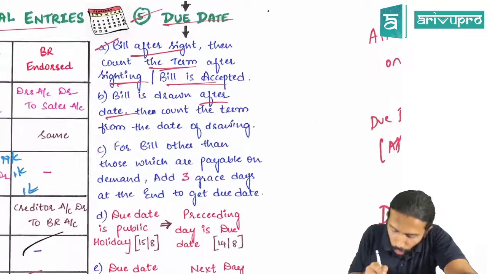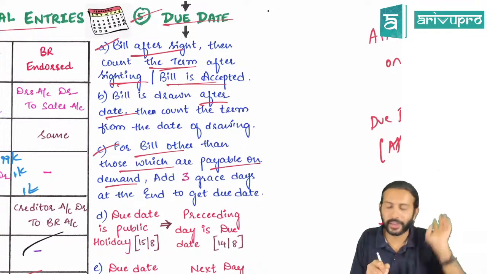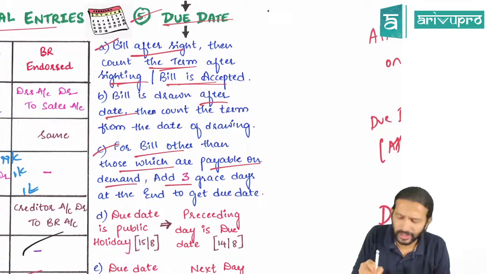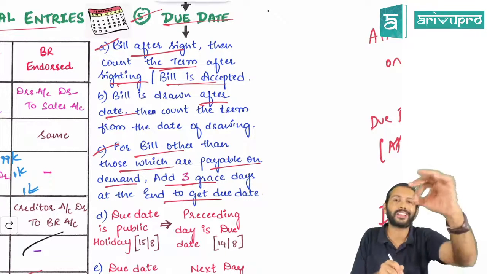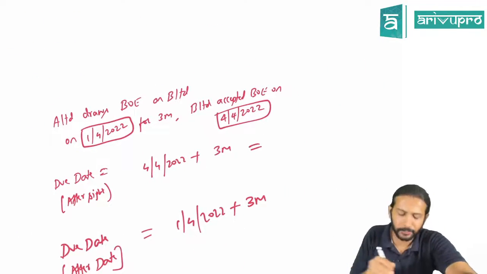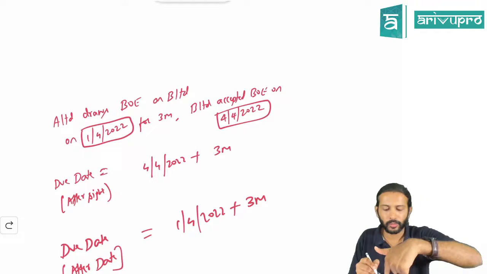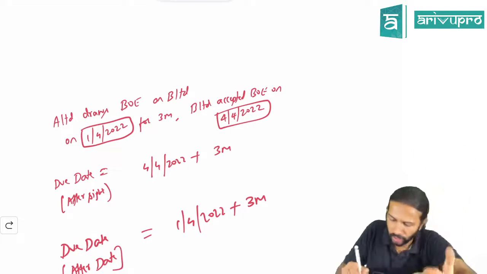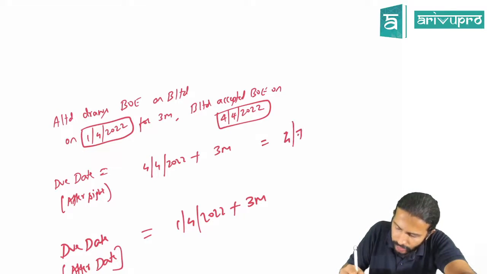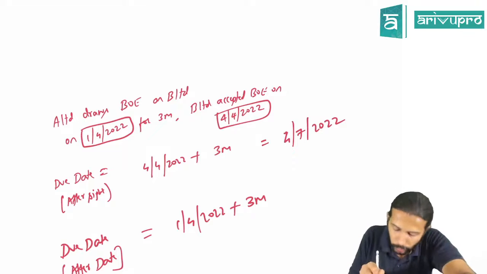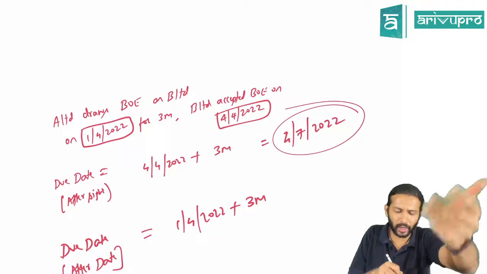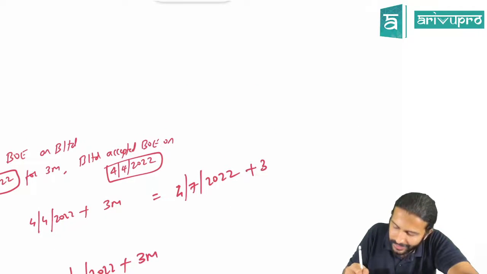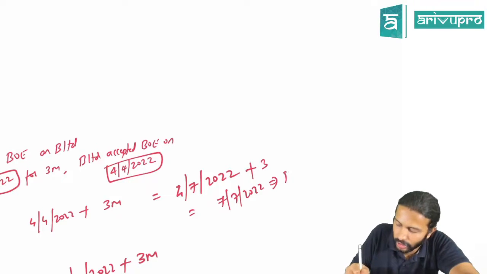Alright. For all the bills other than those which are payable on demand, normally in India, we have something known as the grace days concept. 3 grace days should be added at the end to get the due date. Sir, here you add 3 months, what are you getting? From 4th April, if you add 3 months, it will be May, June, July. So you are getting 4th July 2022. As per negotiable instruments, at the end you need to add 3 grace days. If you add 3 grace days, it becomes 7th July 2022. That is your due date.